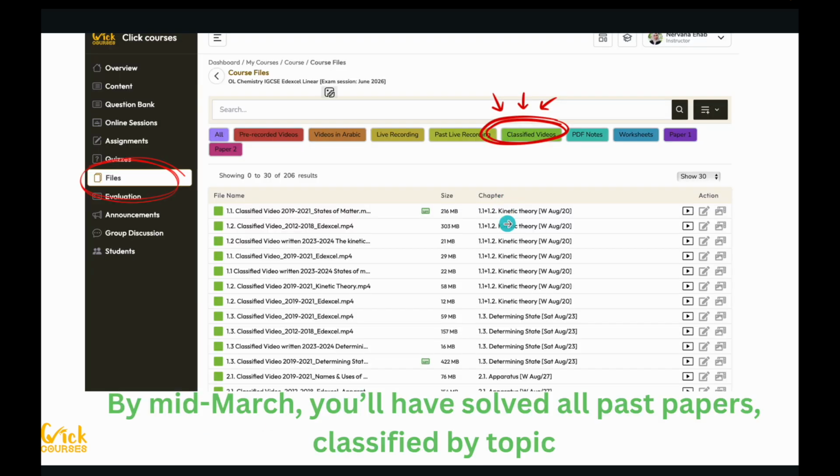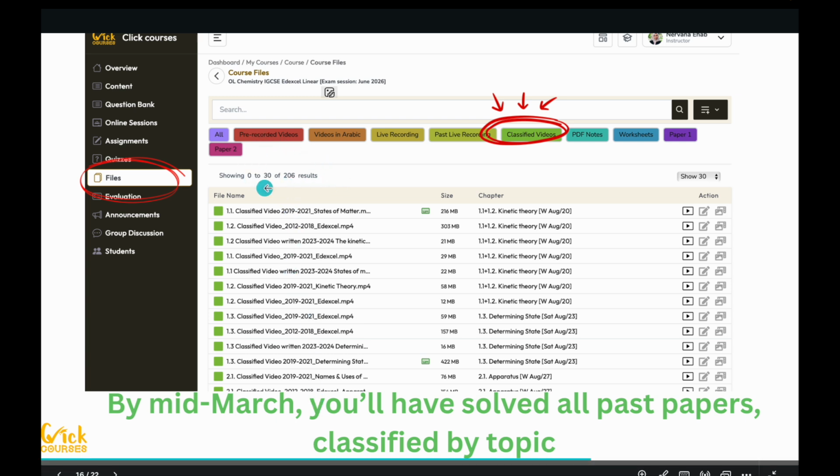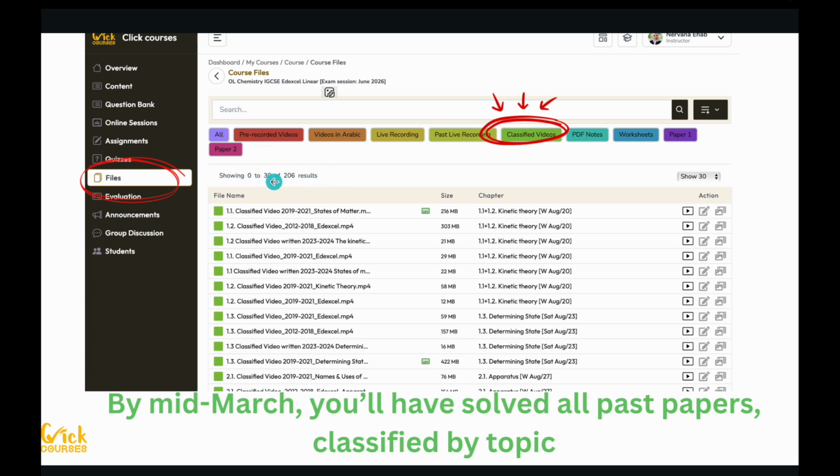A way to watch all the classified videos is to go to your courses, find your Edexcel course, go to files, click on files here on the left, and then click on this button that says classified videos. You will see all the classified videos. You look at this, 206 results, 206 files. It's 2 or 3 files for each lesson, and so that's why there's plenty.